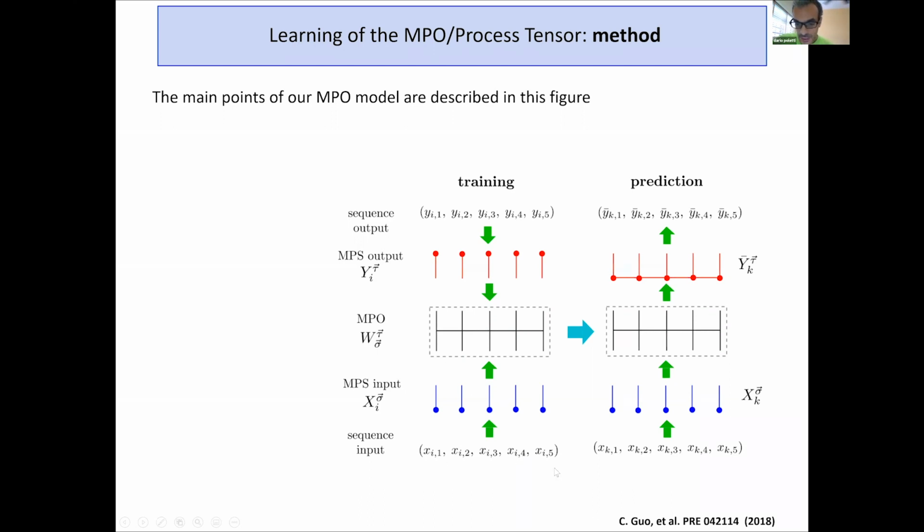So we take some input data, some output data, convert them to MPS, and use that to train an MPO. And then this is how you do the training. And to do the prediction, we take input data again.